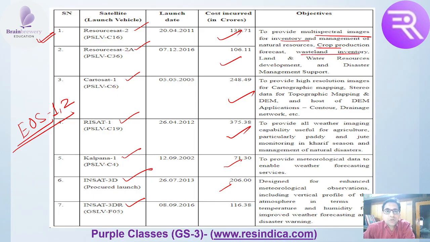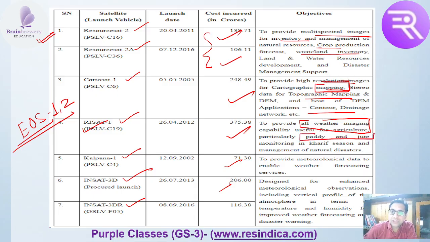Then Resourcesat 2A focuses on these two things. Then the Cartosat satellite provides high resolution images, cartographic and topographic mapping of the land, contour and drainage network. What is a drainage network? Then we have RISAT 1, which provides all-weather imaging capabilities to our farmers in agriculture, with special focus on paddy and jute monitoring. Then Kalpana 1 provides meteorological data and focuses on weather forecasting and services. This is very, very important.